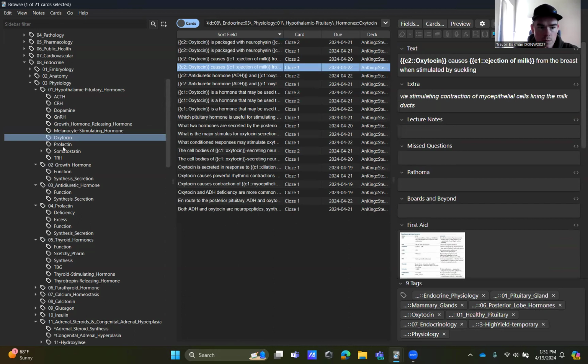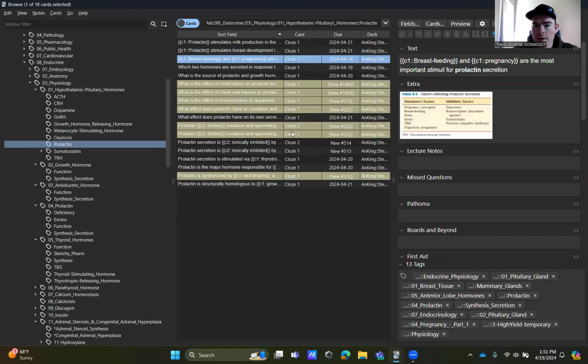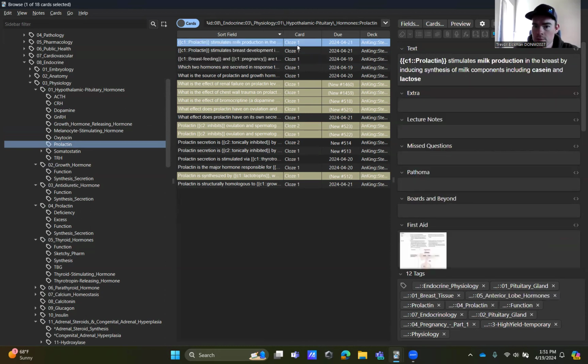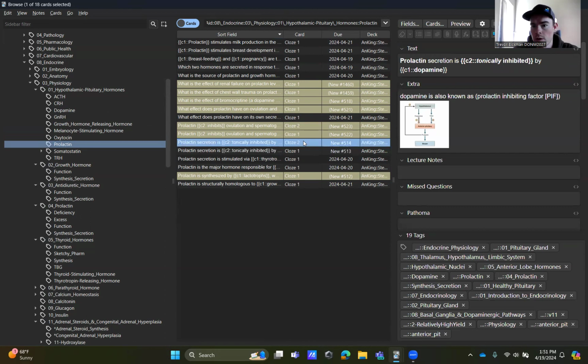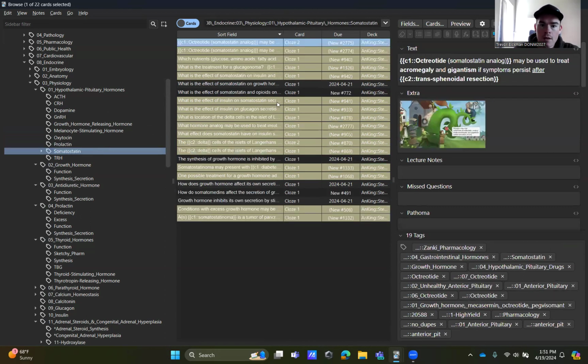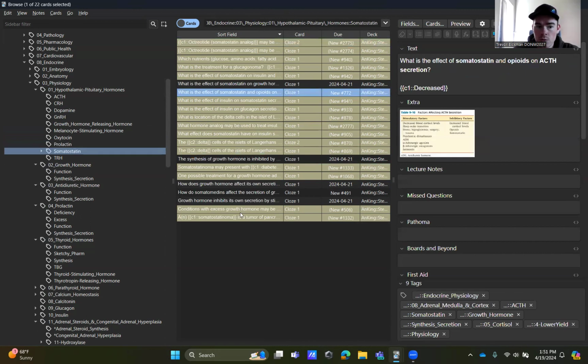Oxytocin, we should have all of those from our previous video. Prolactin, you should have these cards activated from a previous video, but if you don't, this is what it should look like, with the addition of two new ones down here, that prolactin secretion is tonically inhibited by dopamine. Somatostatin, there's just two new ones here.